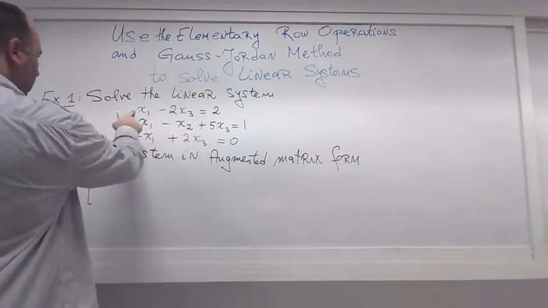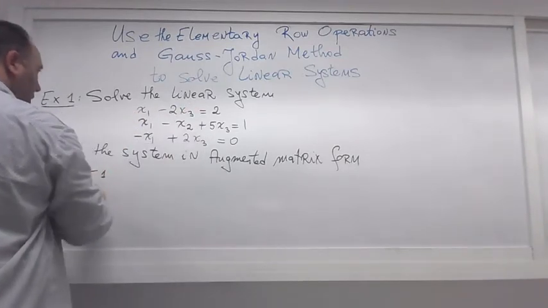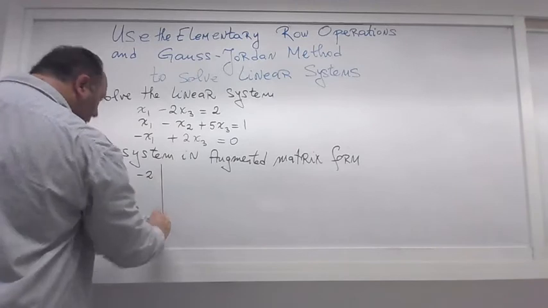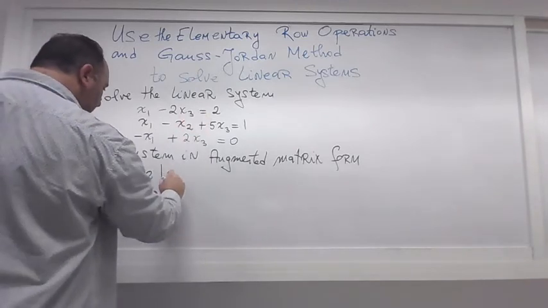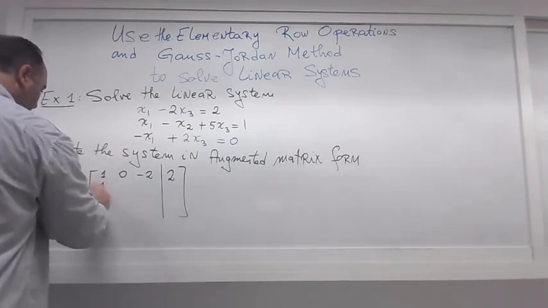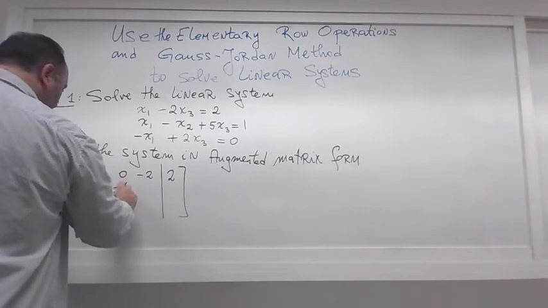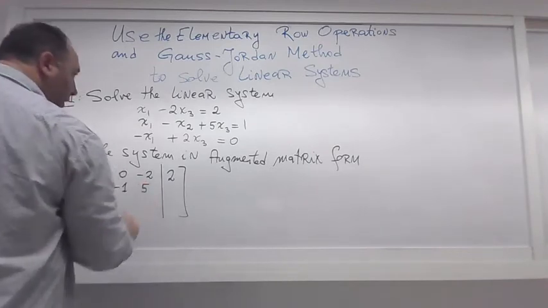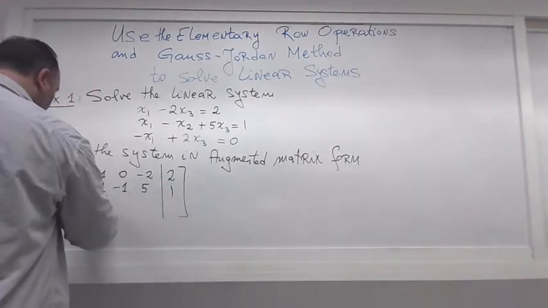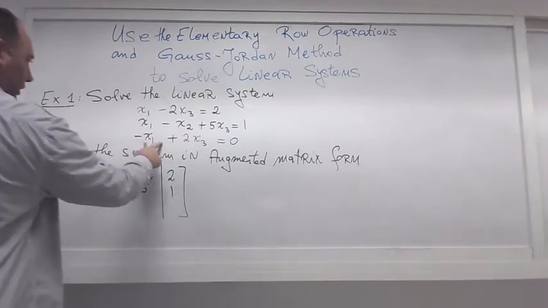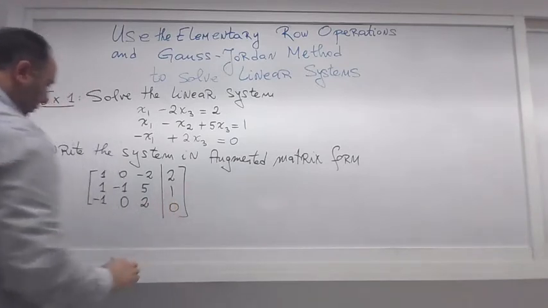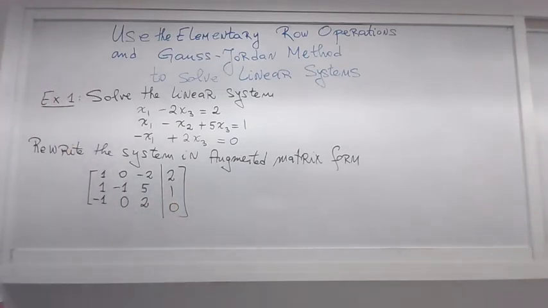First equation: in front of x1 is 1, then 0 times x2, then minus 2 times x3, and then 2 on the other side. Second equation, I have 1 in front of x1, minus 1 in front of x2, 5 in front of x3, and 1 on the other side. Last equation: minus 1 in front of x1, 0 in front of x2, and 2 in front of x3, and on the other side is 0. So this is my augmented matrix form.